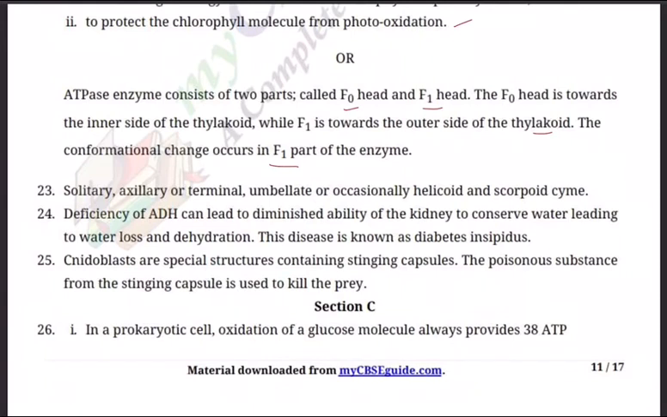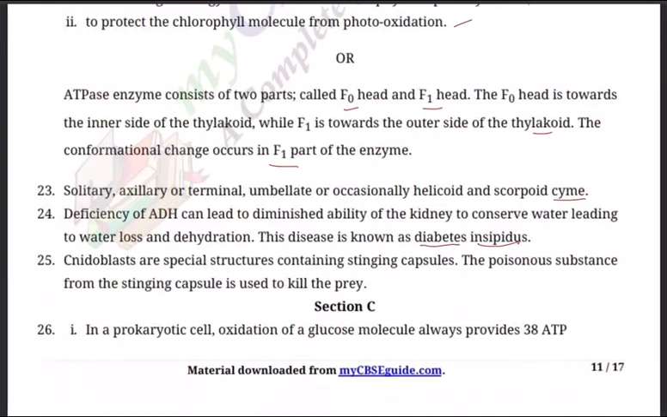Question 23. Solitary, axillary or terminal, umbellate, or occasionally helicoid and scorpioid cyme. Cyme is a type of inflorescence. Question 24. Deficiency of ADH can lead to diminished ability of the kidney to conserve water, leading to water loss and dehydration. This disease is known as diabetes insipidus. It is also a type of sugar disease, but it is basically because of deficiency of ADH.